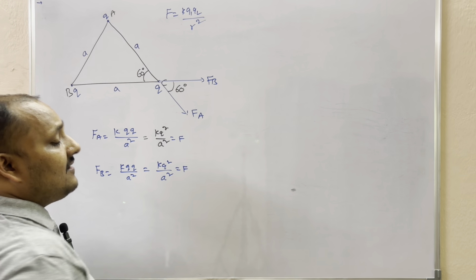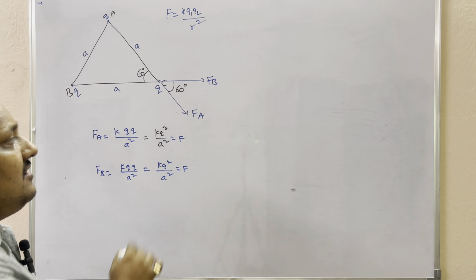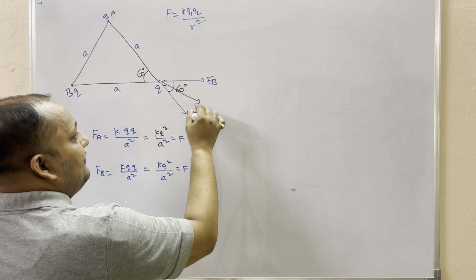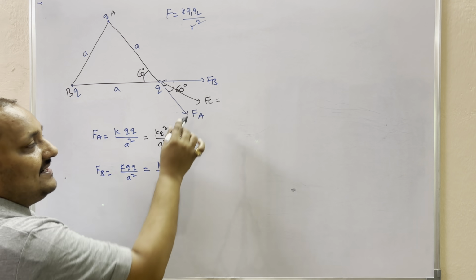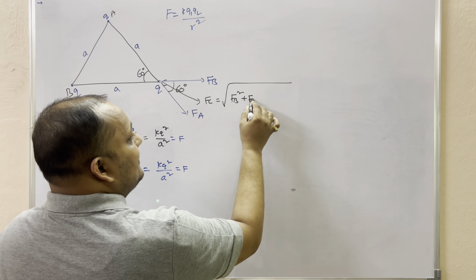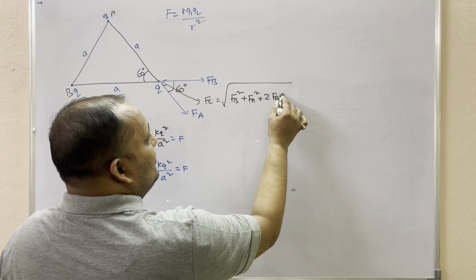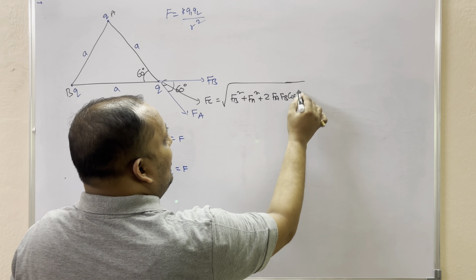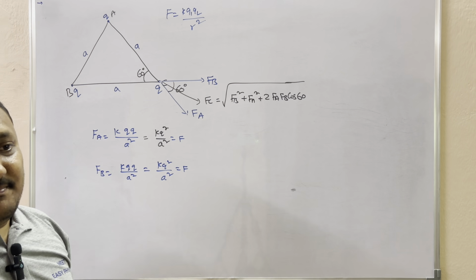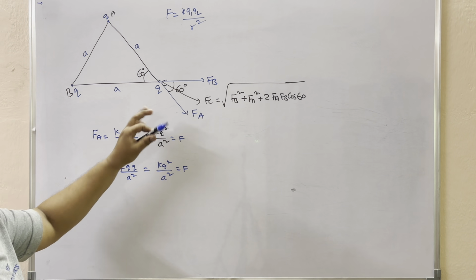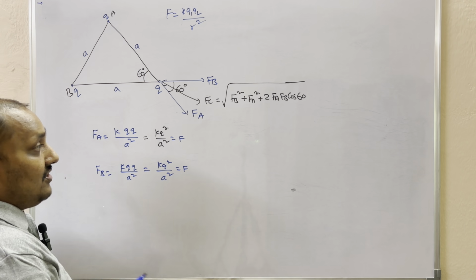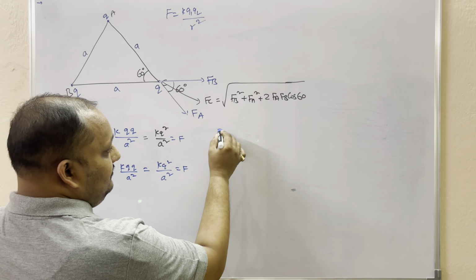Here the forces are nothing but vectors. Therefore, the resultant of these two will be like this. This is Fc. What is the resultant formula for two vectors? Fb square plus Fa square plus 2 Fa Fb cos theta, that is cos 60. We already discussed this formula in basic mathematics, in the video on resultant and relative. You can cross check it there.